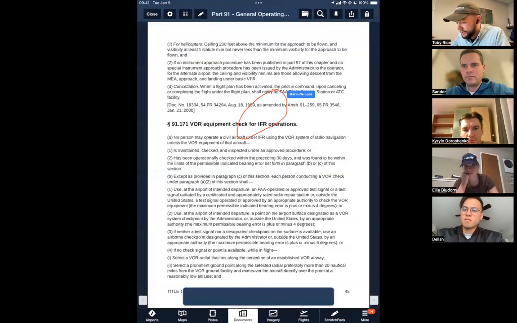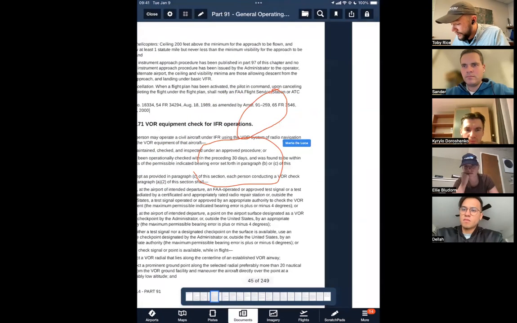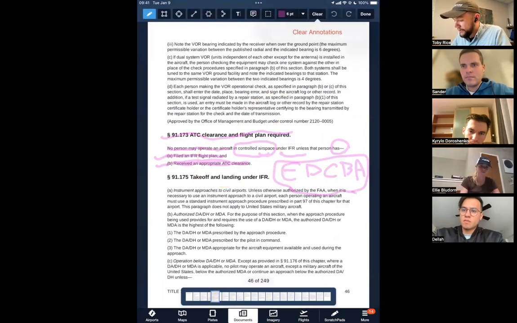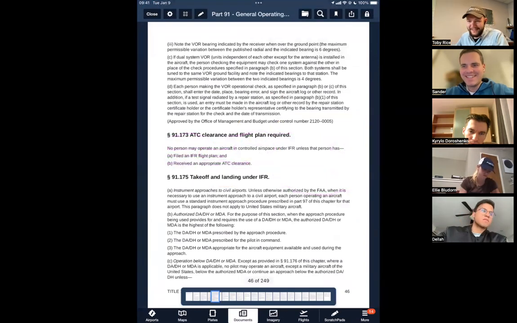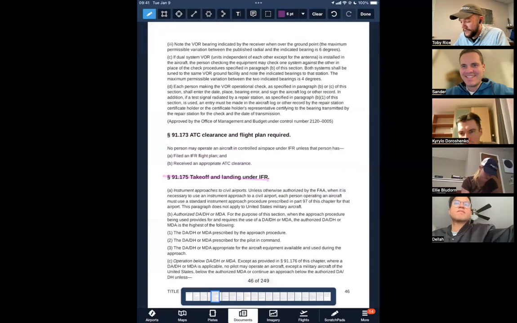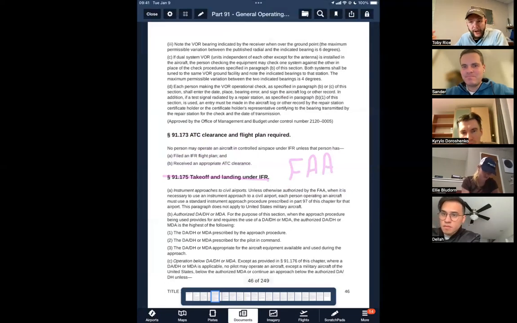If we go to documents and we go to 91.175, which I happen to be right next to, because this is all I do all day, every day, is instrument training, takeoff and landing under IFR. Now, this is the FAA, so for our European friends and other parts of the world, this may not apply to you, but you may have some different rules that are very similar. I would imagine it's very similar.